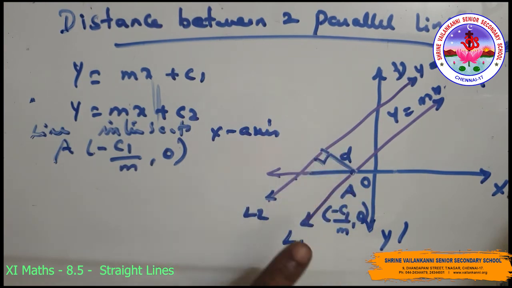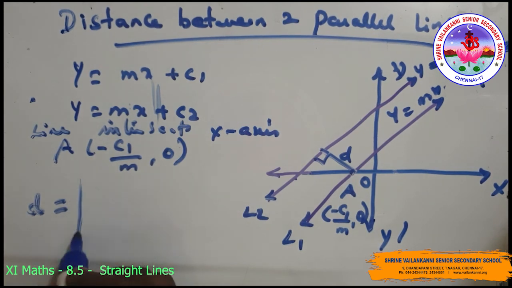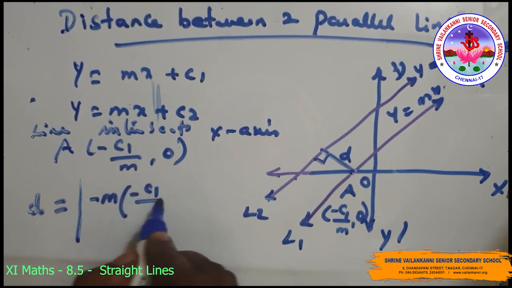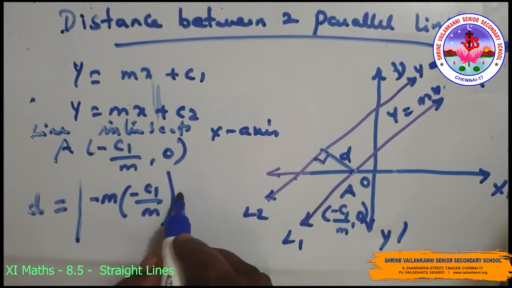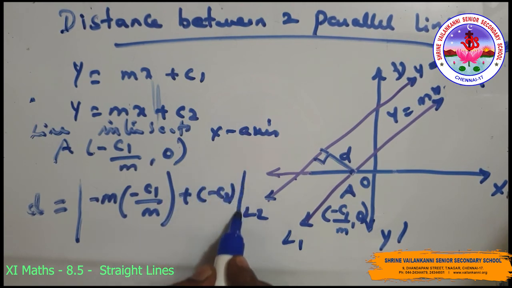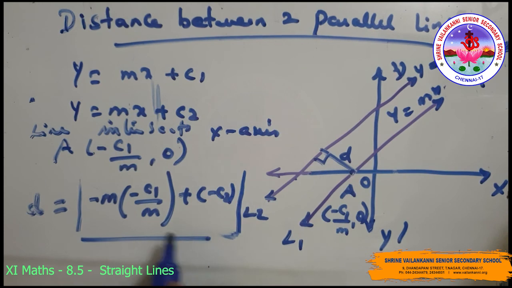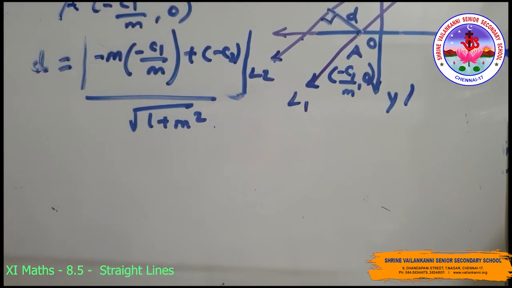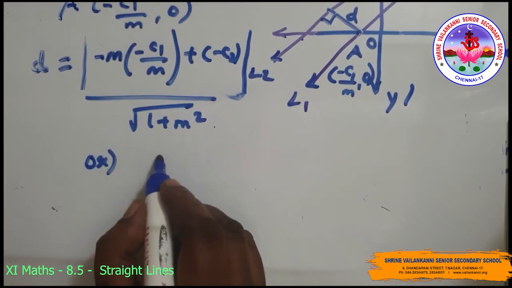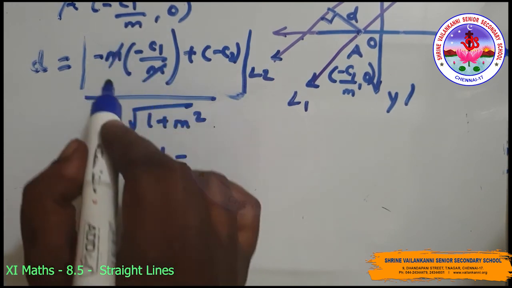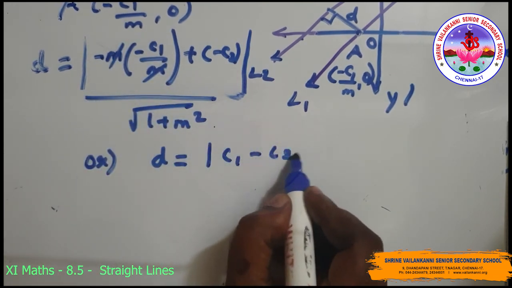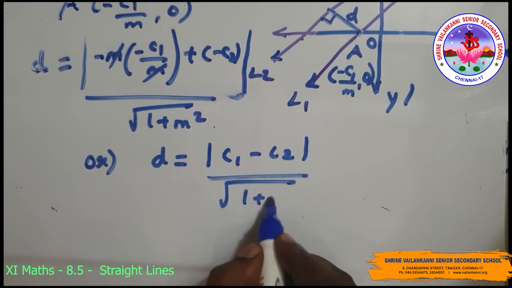Distance between two lines is equal to the length of the perpendicular from the point A to line 2. Therefore, the distance between the lines 1 and 2 is given by, using the distance formula, modulus of ax1 plus by1 plus c by root of a square plus b square. So we have minus m into minus c1 by m, y coordinate is 0, plus minus c2, whole divided by root of 1 plus m square, or we get d equal to modulus of c1 minus c2 by root of 1 plus m square.